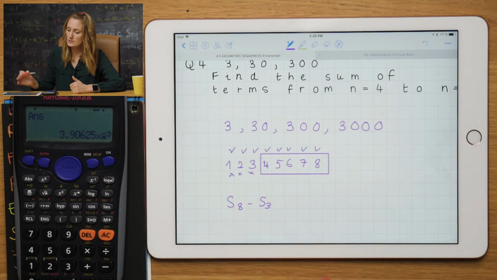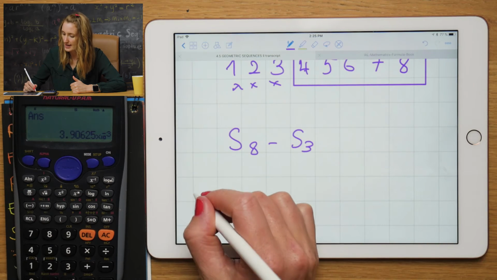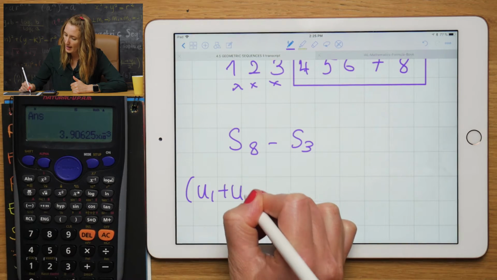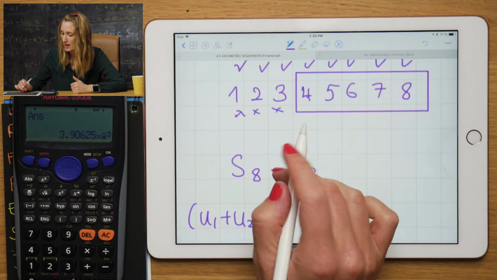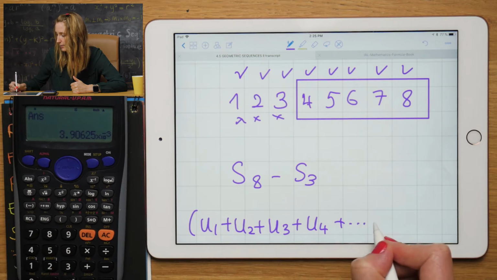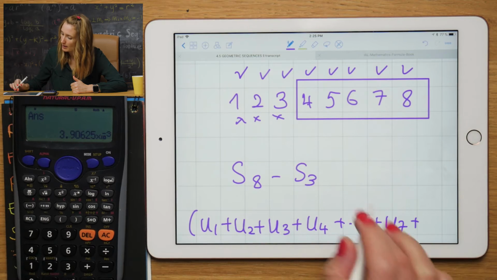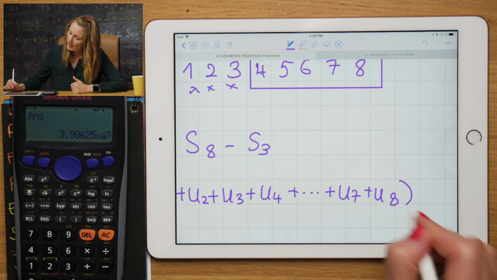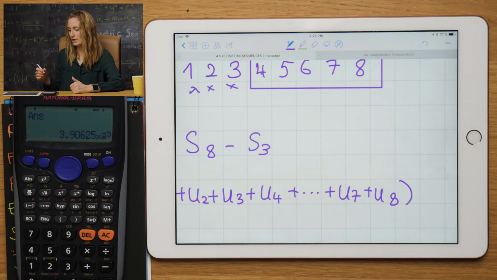So it's really useful to think, what is S8? S8 is U1 added with U2, the first term added with the second term, added with the third one, all the way up, and we keep adding until we've added up all of the first 8 terms.